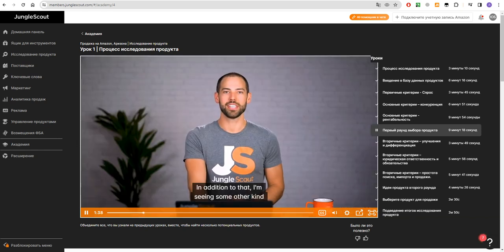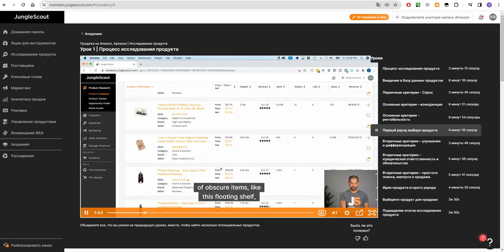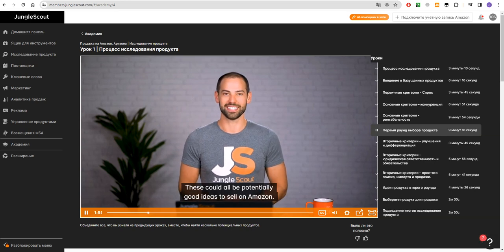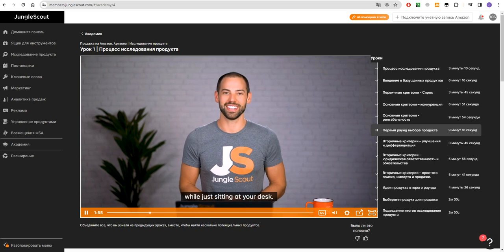In addition to that, I'm seeing some other kind of obscure items like this floating shelf or a favor bag for a wedding or a Prince Charming cardboard stand-up. These could all be potential good ideas to sell on Amazon. And as I said earlier, it's tough to think of this stuff while just sitting at your desk.